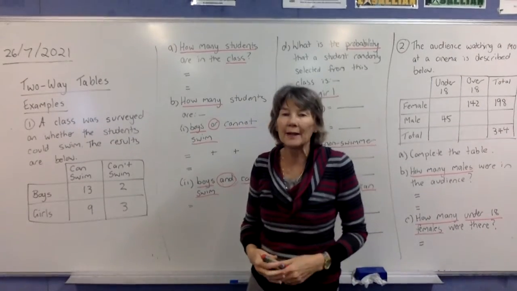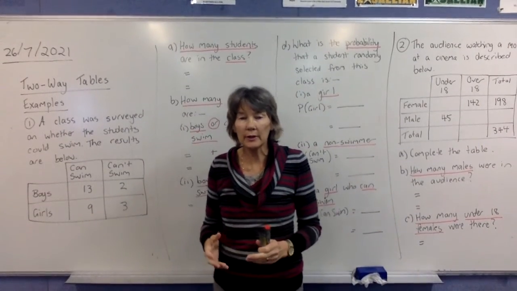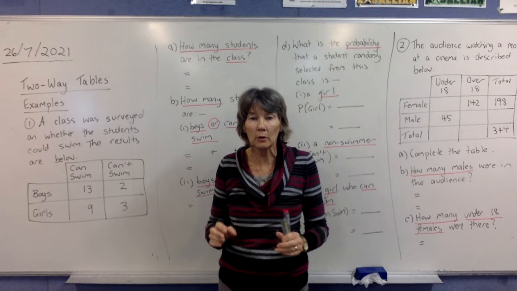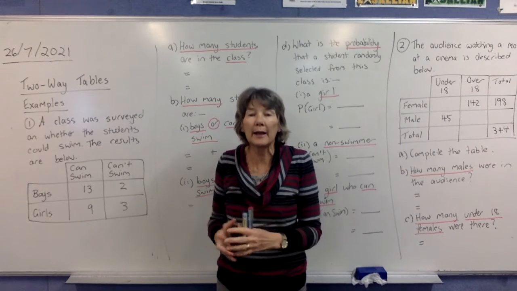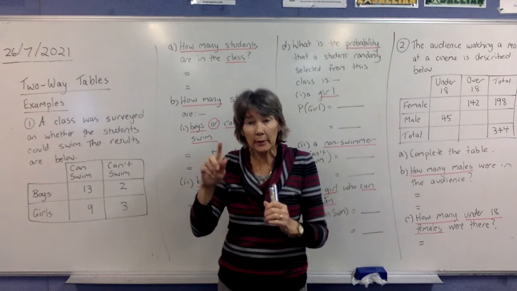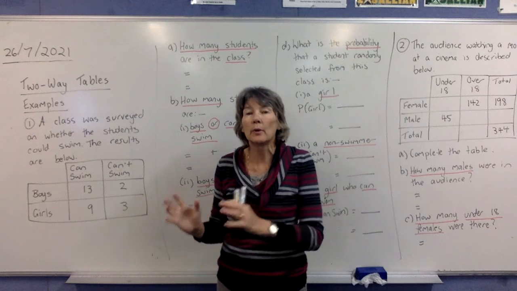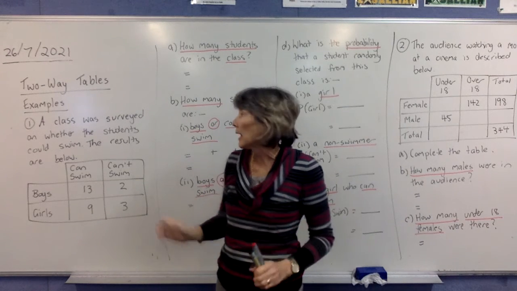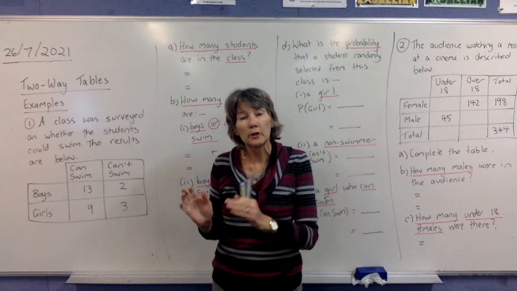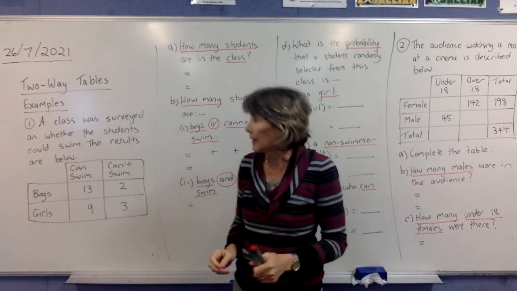Today we're doing two-way tables. So like a Venn diagram, a two-way table is looking at two different categories of things. In the Venn diagram we had two circles representing two different things, and in a two-way table we have two different things represented in a table.